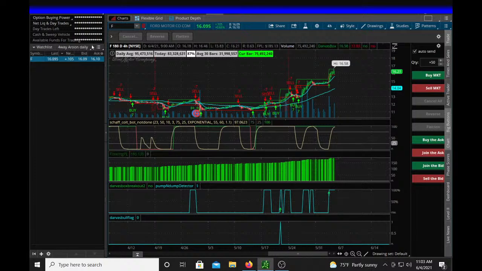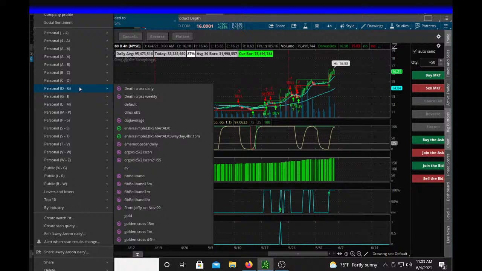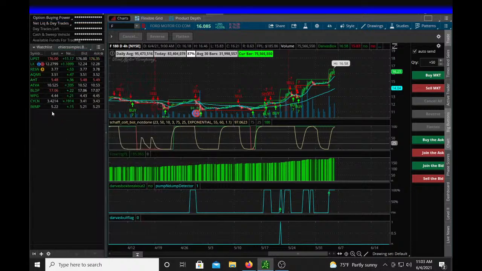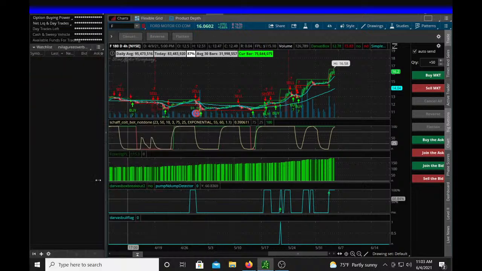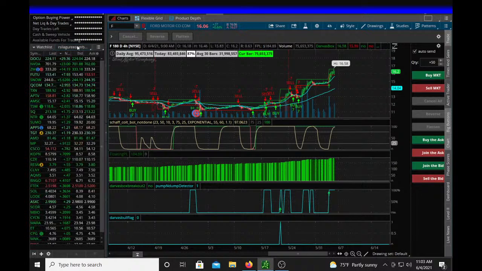All right. Now, let's see our Ellers, LBR, ADX. And we've got some good stocks here. AHT still moving. All right, let's go and check out our squeezes and our RSI Ligare. All right. Oh, that one's got a lot on it.